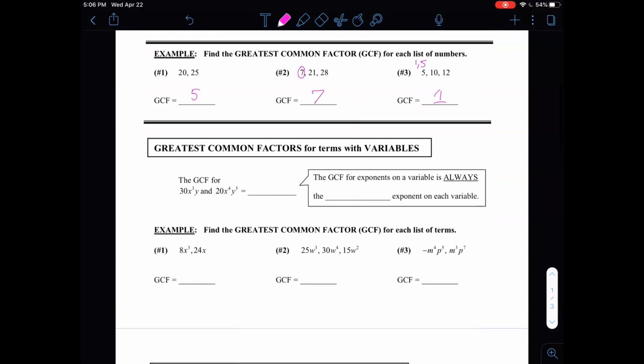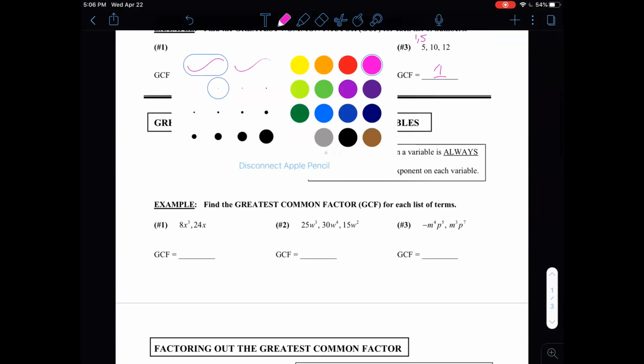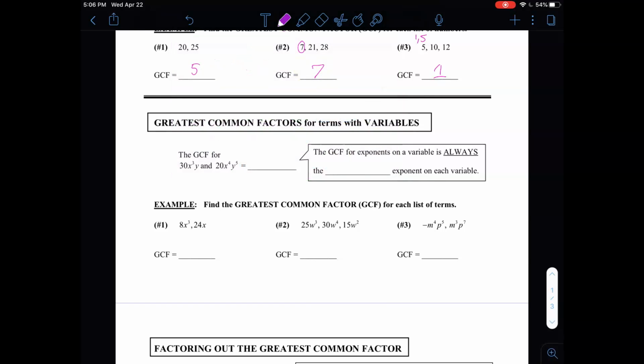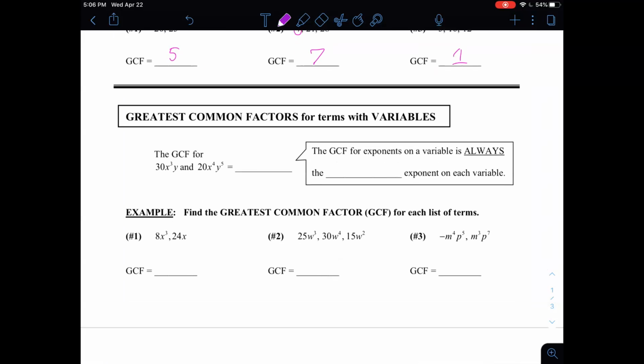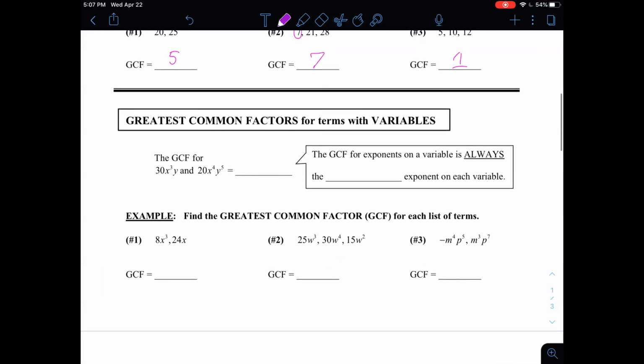All right, now we're going to get a little bit trickier here, guys. So stay with me, okay? Greatest common factor with variables. We're going to do the same thing: the greatest common factor for the numbers in front, but we're also going to do it for the variables, okay? The GCF for exponents on a variable is always the smallest. Always the what? Always the smallest exponent on each variable, okay?